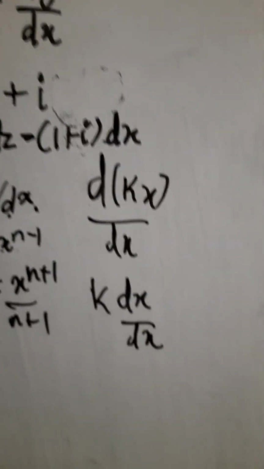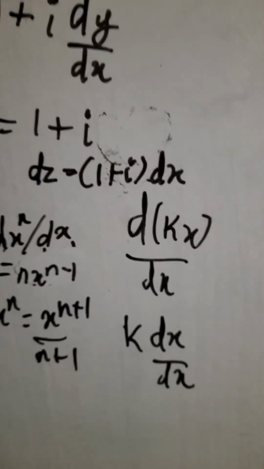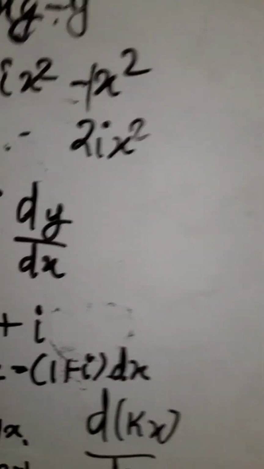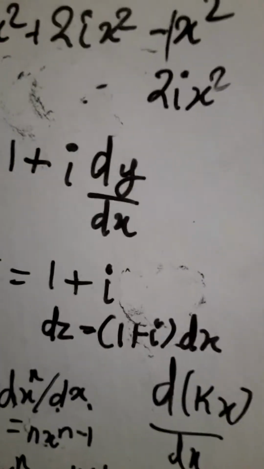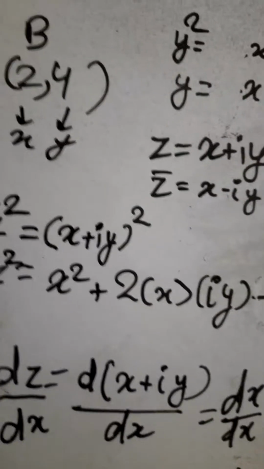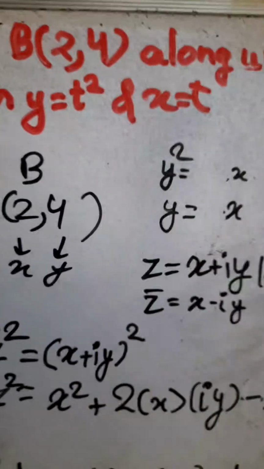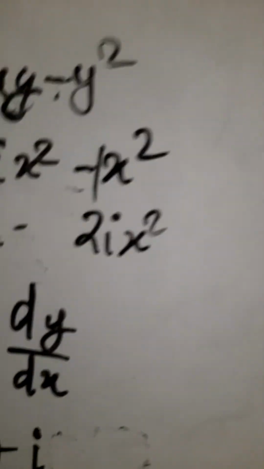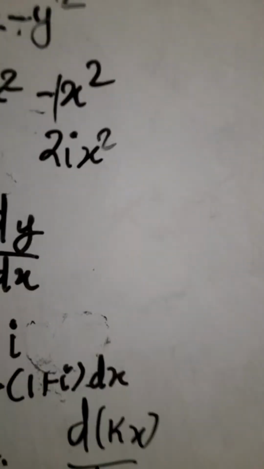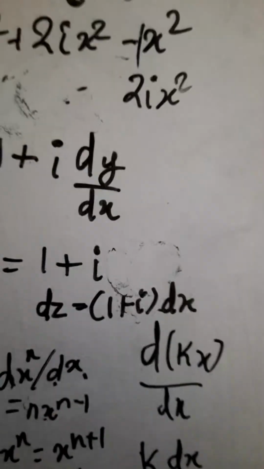But is the question over here? No. Because we had to find in terms of t. See, here it is. y equal to t square, x equal to t. But here we have it in x terms. Both in x terms, okay.